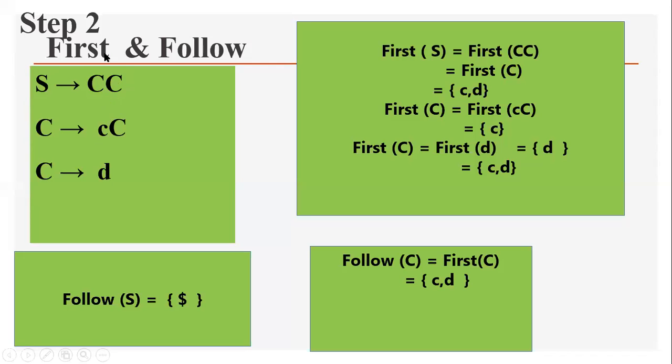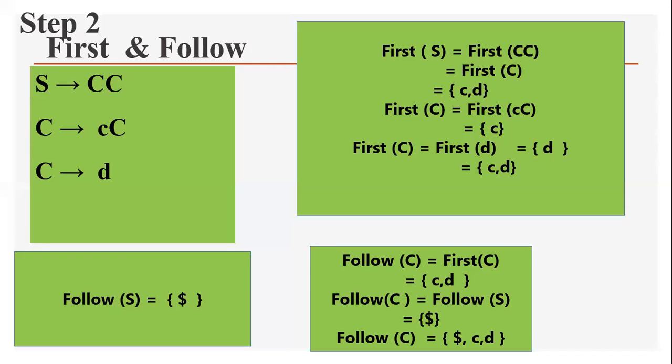And what is the follow of the second C? Follow of the second C is follow of S. Follow of C is equal to follow of S, and follow of S is dollar, so the answer is dollar also. So totally follow of C is dollar comma c comma d. One more C is there, and follow of this C is equal to follow of C, so you will not get any new symbols in that. So the answer is follow of C is equal to dollar comma c comma d.